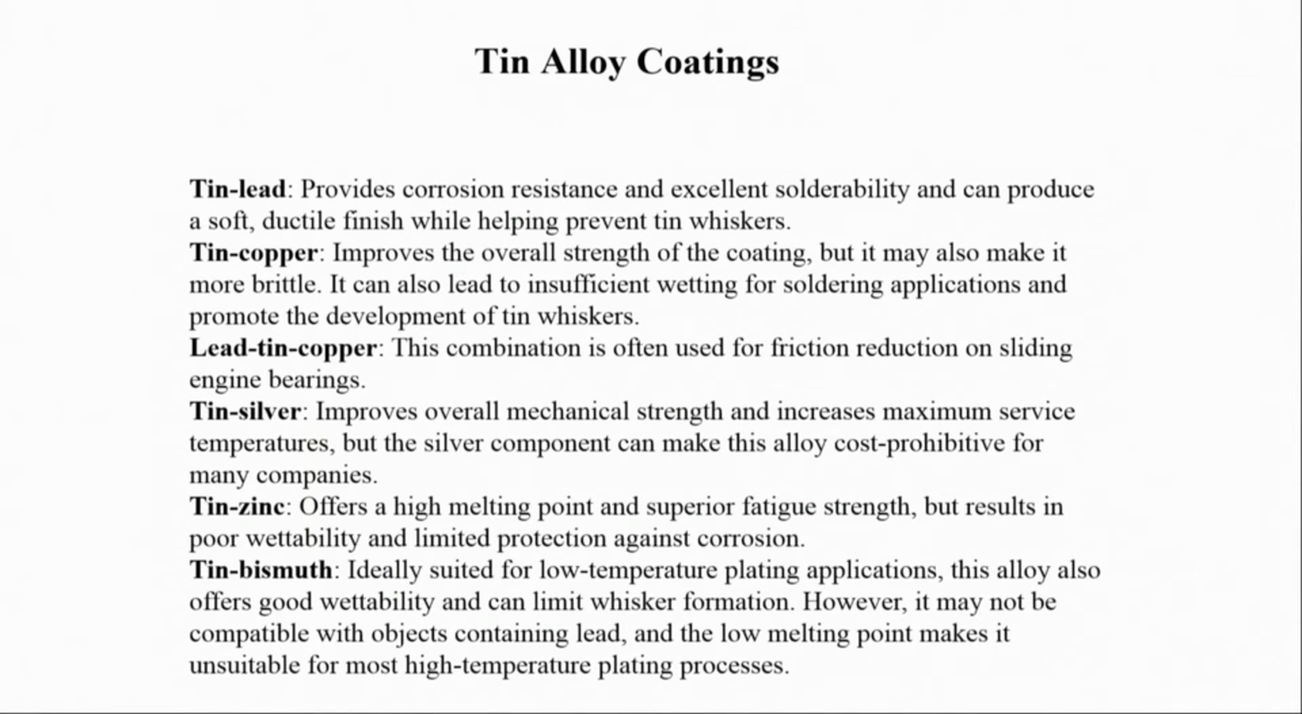Apart from this, tin is used in pure form for different applications. As I mentioned, it can be used for aqueous corrosion resistance applications, such as cans for food and beverages. It can also be used for anti-friction property enhancement, and as a base for soldering applications. Apart from tin, there are also other tin based alloys which are used for coating, like tin lead alloy. It provides corrosion resistance and excellent solderability, and can produce a soft, ductile finished layer, which helps prevent tin whisker.